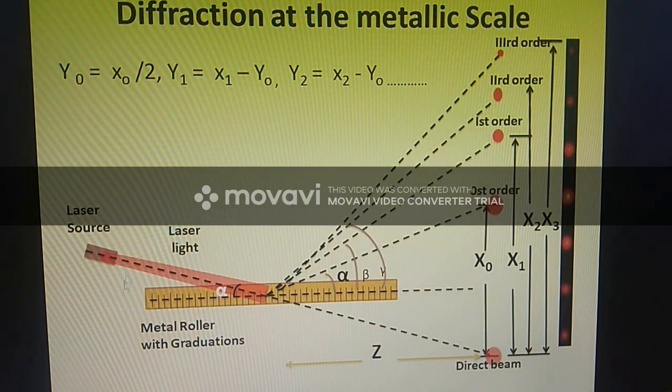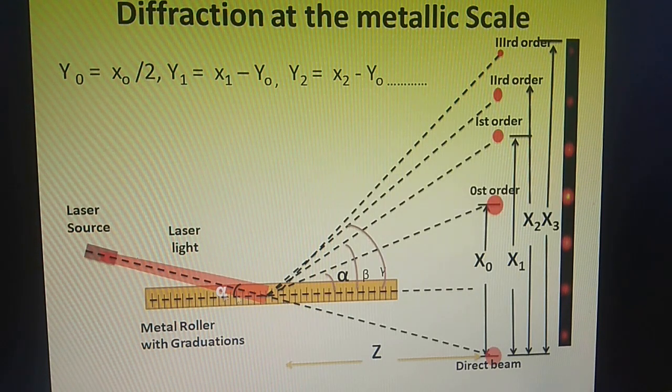Here in our experiment we use a metal scale that contains a number of graduations. The laser is incident on the metal scale, hence diffraction takes place when light is scattered from each and every line.